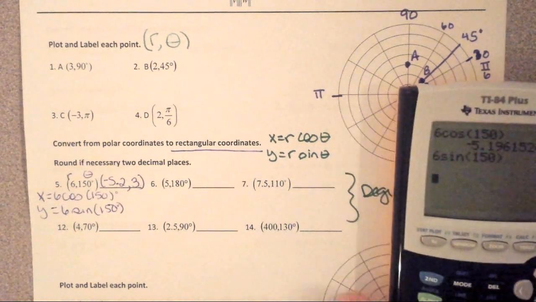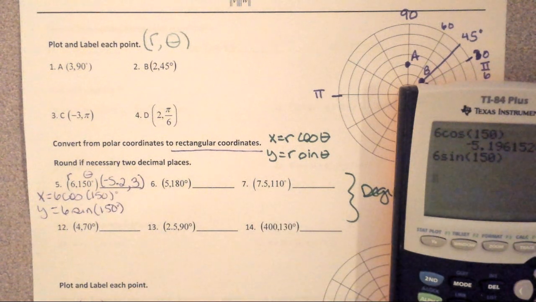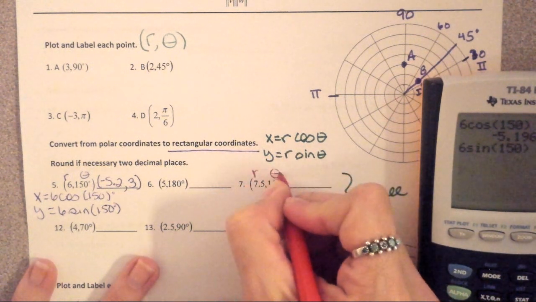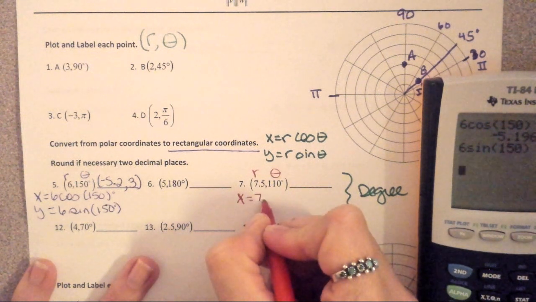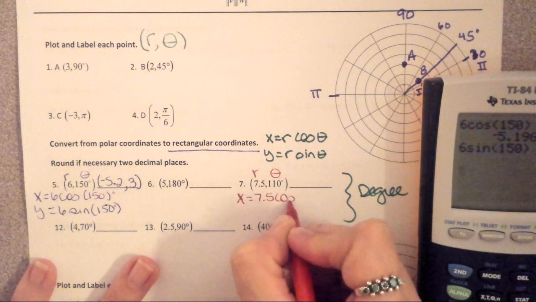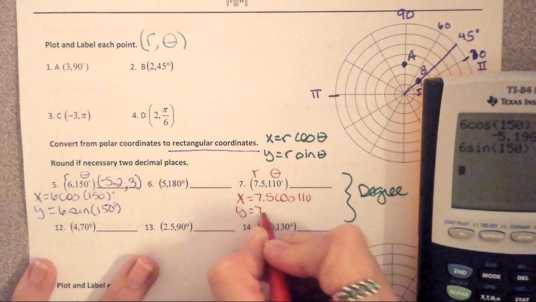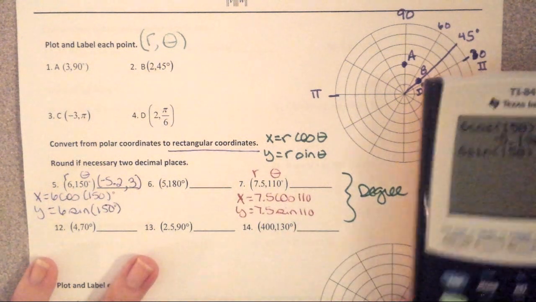I'm going to go ahead and do number 7. We're just going to work the same way. So on number 7, my r is 7.5, my theta is 110. So x equals 7.5 cosine of 110, and y is going to be 7.5 times sine of 110.